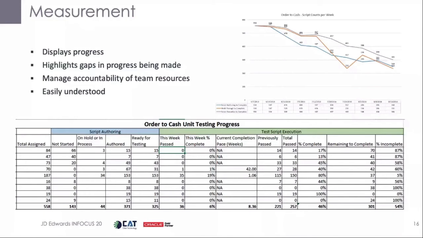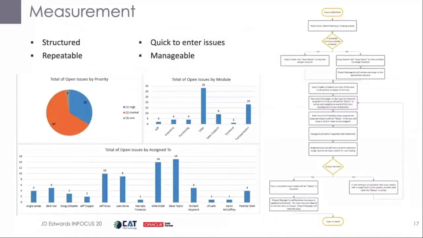We want to look at things by the highest priority, what areas, what modules. As you can see from this example, the sales area had a lot of issues compared to the others. We wanted to make sure that we get those people some help so that they can process through. And then we also want to look at it by the assigned to. Are these guys knocking out the issues as quickly as they can?